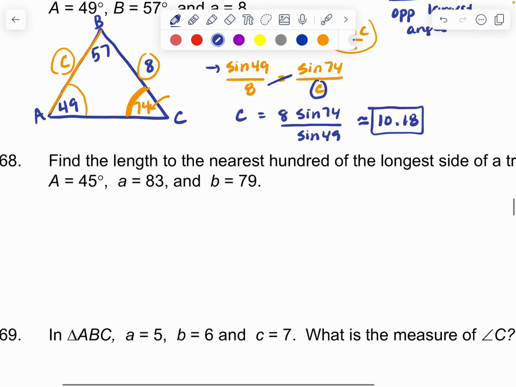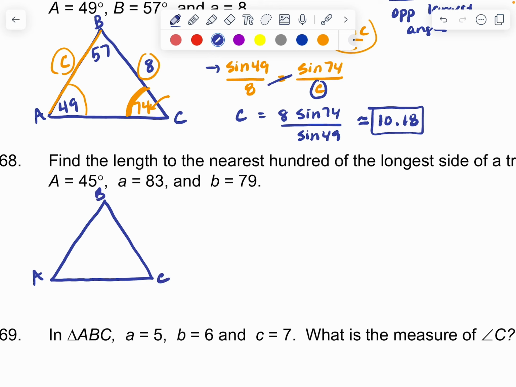Let's draw this one out. Find the length of the longest side. So I've got triangle ABC. I've got that A is 45 degrees, little a is 83, and little b is 79. Okay, you guys, I'm assuming on this one that this is probably going to be my longest side. Otherwise, I've already got the other 2 sides. But let's just double check.